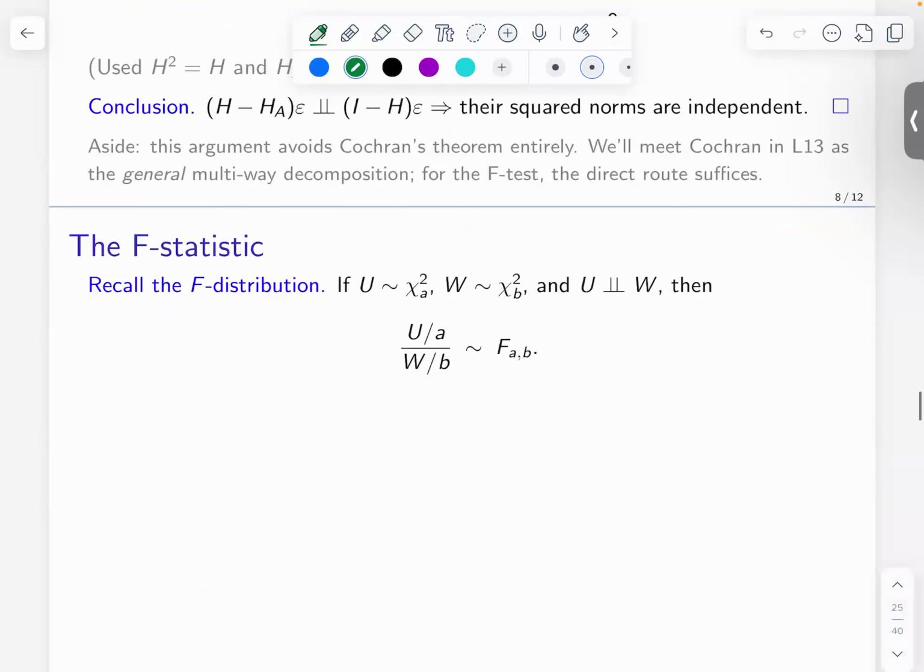Okay, so now I can use this fact about the F distribution. If you have a random variable which is chi-squared with a degrees of freedom and another random variable which is chi-squared with b degrees of freedom, and they're independent, and then I form the ratio properly normalized, just normalize each one by its degrees of freedom and then take the ratio, then the result will have an F distribution with degrees of freedom a and b. Okay, this is kind of a definition of the F distribution.